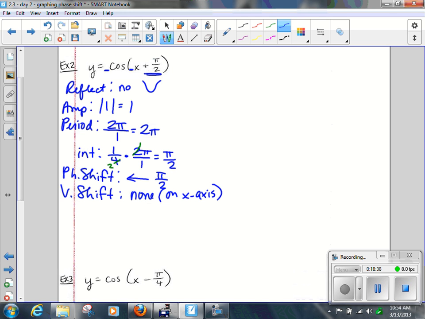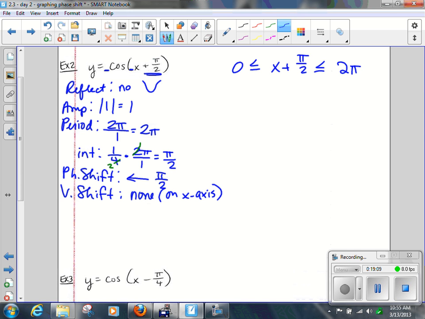What's next? We have to write the compound inequality. Where does it start? 0 is less than or equal to parentheses x plus pi over 2, less than or equal to the period. In our problem, the period is 2 pi.